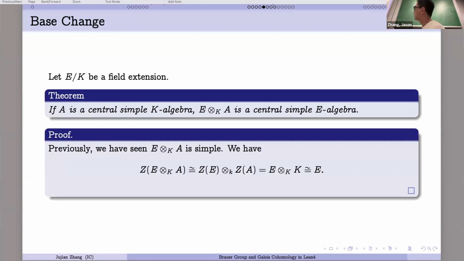So if E over K is a field extension, and if A is a central simple K algebra, then we can prove that E tensor A, which we call the extension of A, is a central simple E algebra. So previously we have seen that the extension of A is simple. So we can see that the center of the extension of A is just the center of E tensor the center of A, which is just E tensor K, which is just E. So this is central as well.